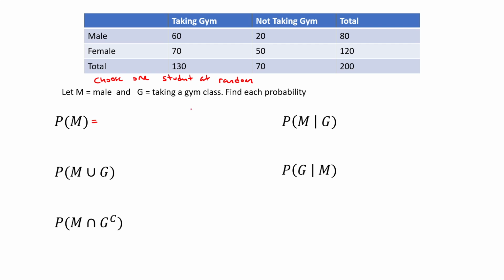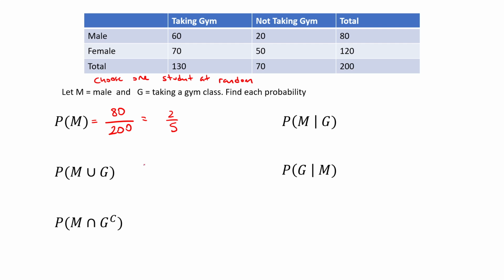Okay, well, so there are 200 students to choose from. 80 of them are male. No, I mean, that's the answer, but we can reduce that, right? That's going to be 8 out of 20. So 8 out of 20 reduces down to 2/5. I should be able to do that in my head, but I'm lazy right now. Okay.